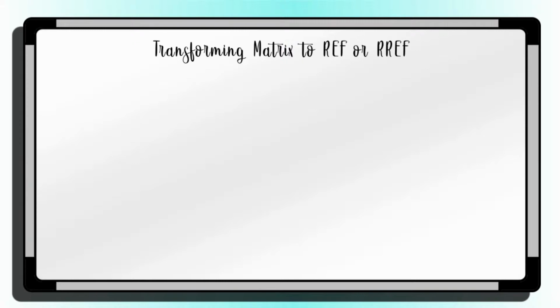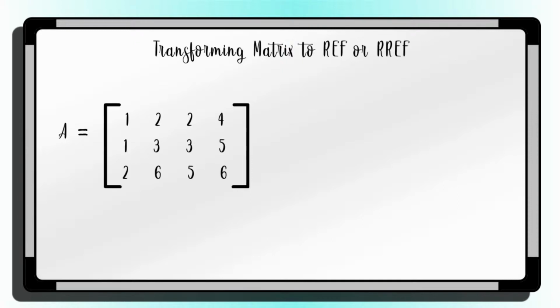After I introduced the three types of elementary row operation, now we will proceed in transforming a matrix to REF or RREF. From the previous lesson, we discussed how to identify if a matrix is REF, RREF, or neither. Now, I will teach you how to transform a matrix from an ordinary matrix to RREF or REF. For the first example, the given matrix is 1, 2, 2, 4, 1, 3, 3, 5, 2, 6, 5, 6.